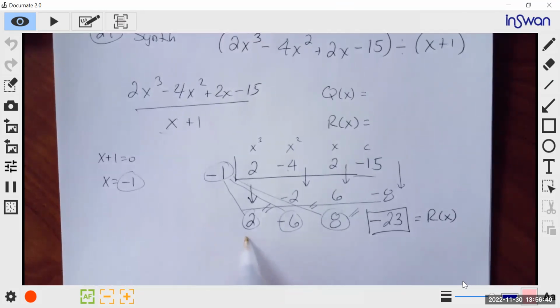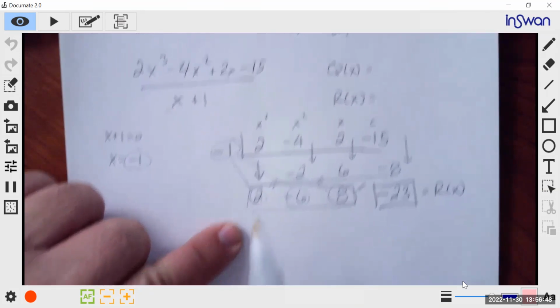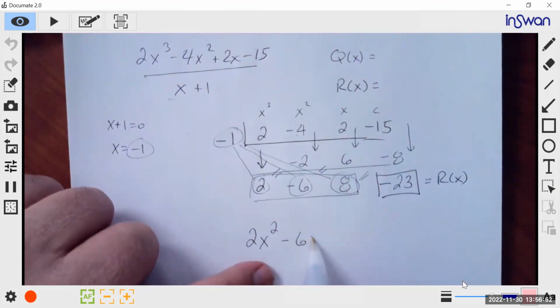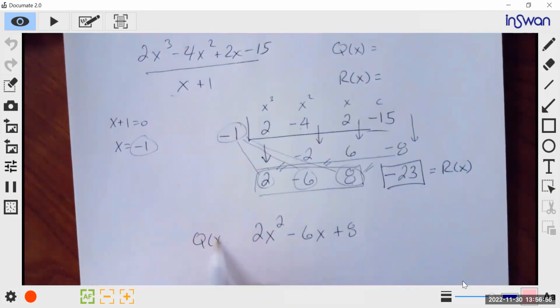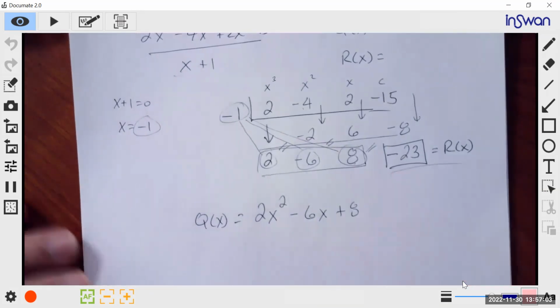And your quotient is going to be here. This is your constant, your x and x squared. So it's going to be 2x squared minus 6x plus 8. That's your quotient. And your remainder is -23.